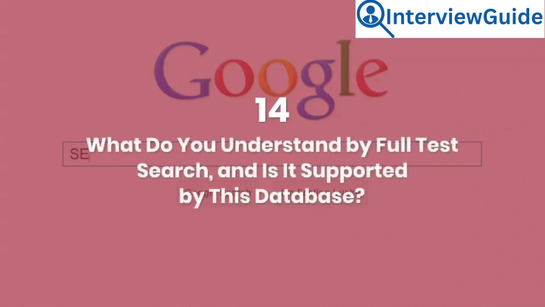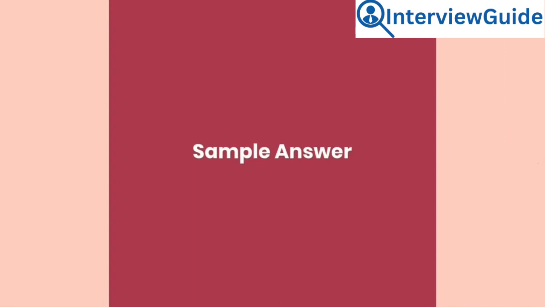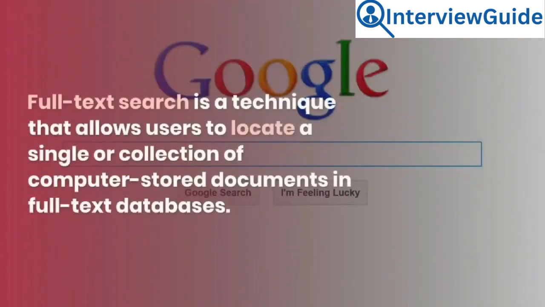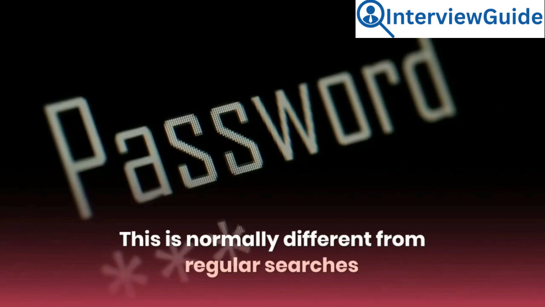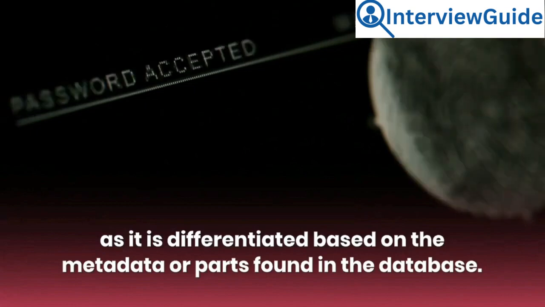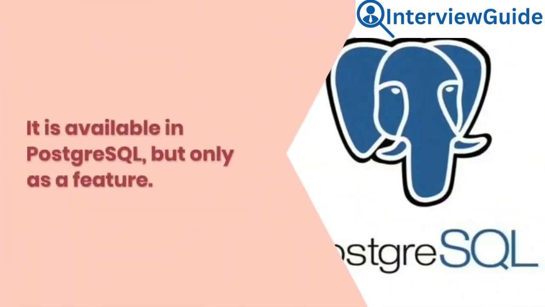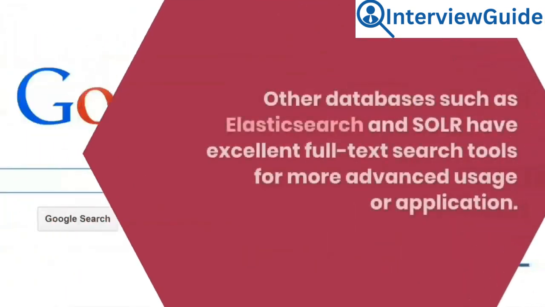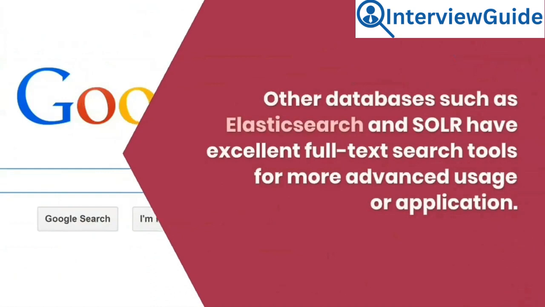14. What do you understand by full text search, and is it supported by this database? Sample answer. Full text search is a technique that allows users to locate a single or collection of computer-stored documents in full text databases. This is normally different from regular searches, as it is differentiated based on the metadata or parts found in the database. It is available in PostgreSQL, but only as a feature. Other databases, such as Elasticsearch and Solr, have excellent full-text search tools for more advanced usage or application.